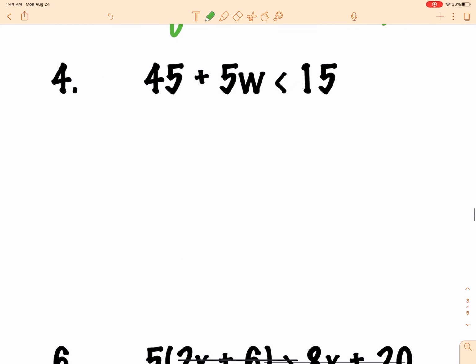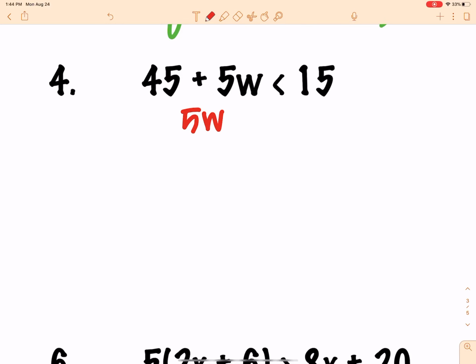Number 4. So subtract both sides by 45. I should get negative 30. W is less than negative 6.